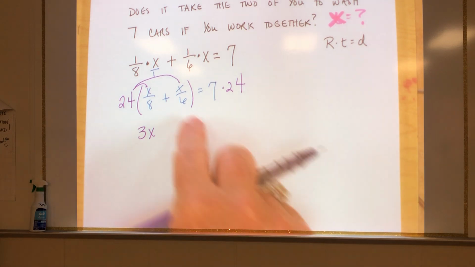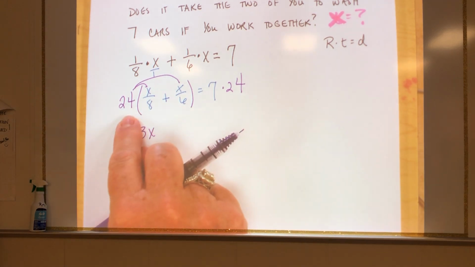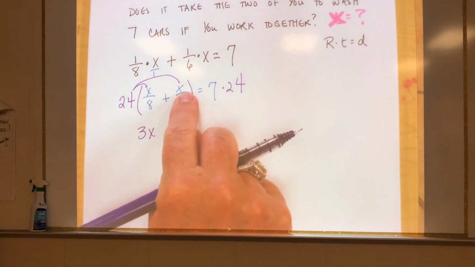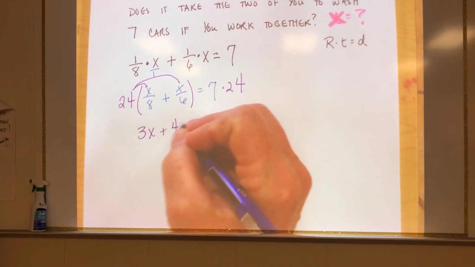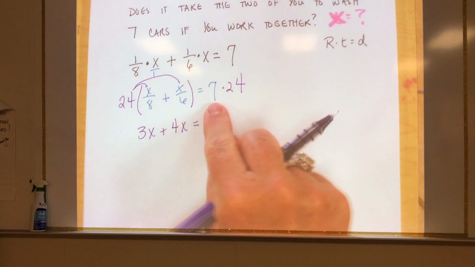Okay, you see how to do it? How many times does 6 go into 24? 4. What's 4 times x? 4x. Equals. Now watch this.